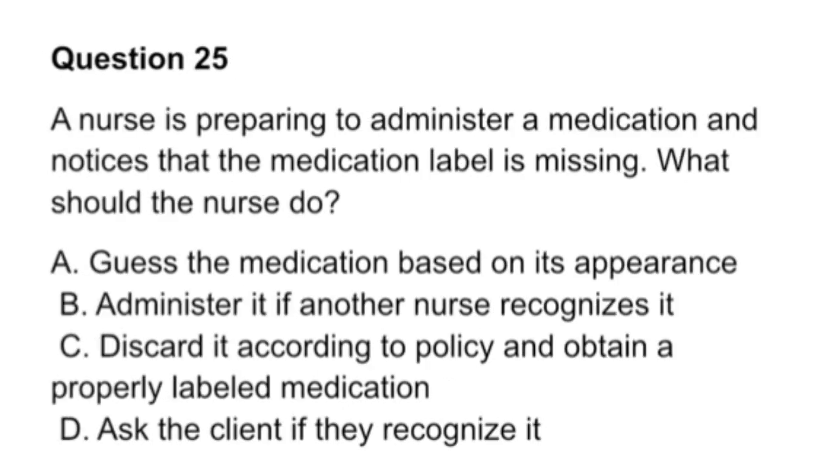Question 25. A nurse is preparing to administer a medication and notices that the medication label is missing. What should the nurse do? A. Guess the medication based on its appearance. B. Administer it if another nurse recognizes it. C. Discard it according to policy and obtain a properly labeled medication. D. Ask the client if they recognize it.